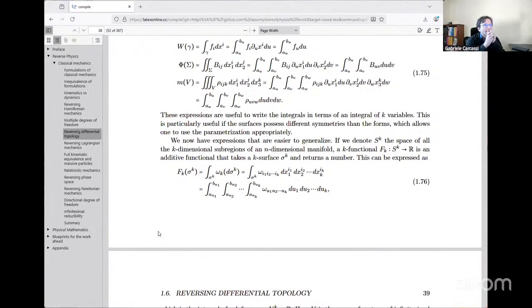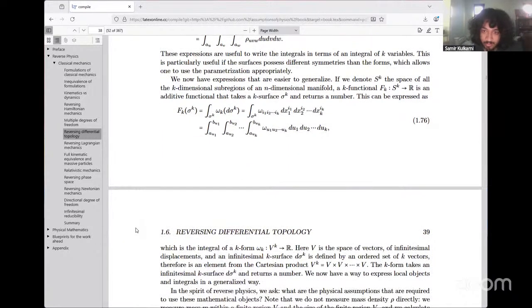We now have expressions that are easier to generalize. If we denote S_k the space of all the k-dimensional subregions of an n-dimensional manifold, a k-functional F_k, which goes from S_k to R, is an additive functional that takes a k-surface sigma_k and returns a number. This can be expressed as equation 1.76.